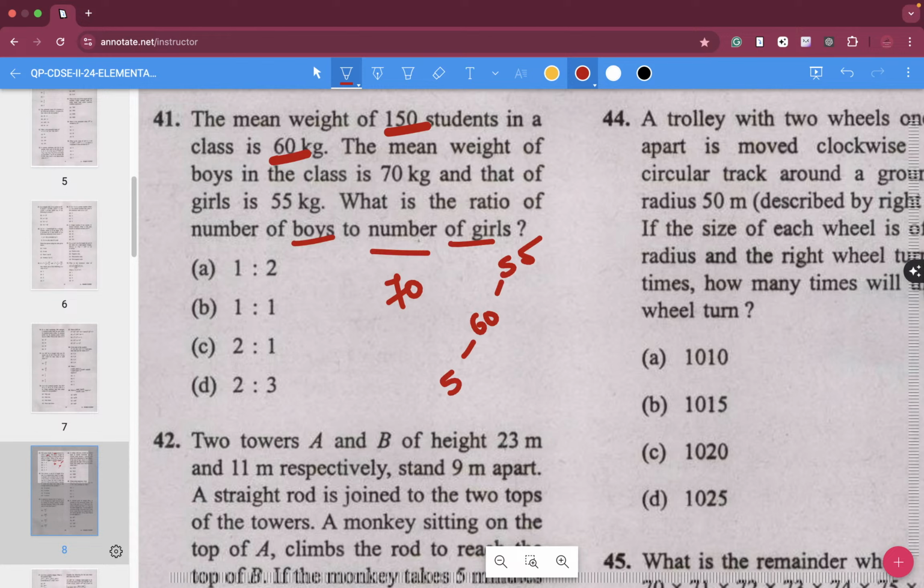Simply you do crisscross over here. 1:2 is the answer to this particular question, folks. Easy, right? An extremely easy question, not at all a difficult one for sure.